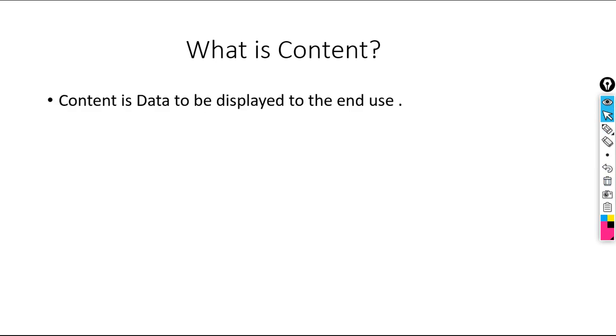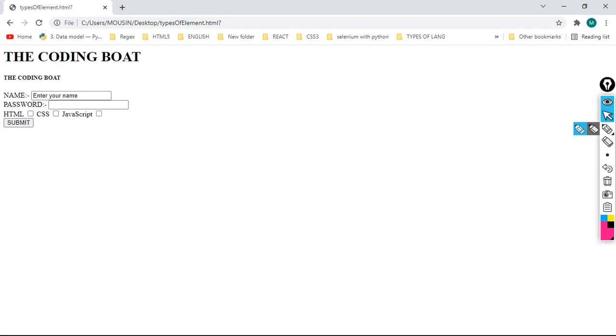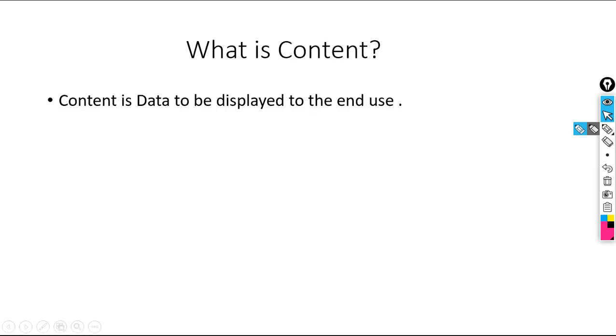What is content? Content is data to be displayed. Let me show you practically. See here, the coding board. The coding board, what is it? It is content which is represented to the end user. Okay, so content is data to be displayed to the end user.